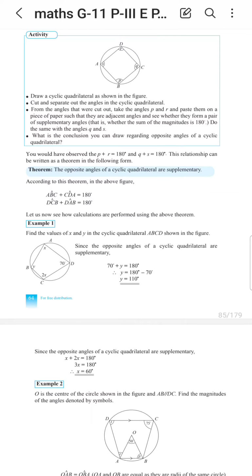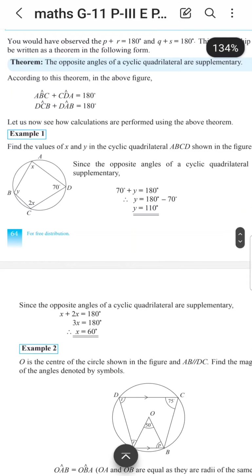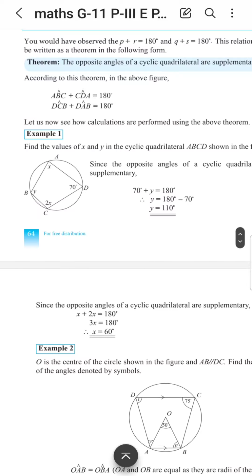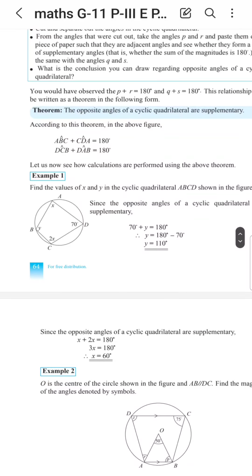So here they are saying the opposite angles of a cyclic quadrilateral are supplementary. See here, here is an example. Take 70 degrees, the angle at D, and the opposite angle for this 70 degrees is y. Since the opposite angles of a cyclic quadrilateral are supplementary, 70 plus y equals 180. Therefore, y is 110. This is theorem number 1 for getting the answer to this question.